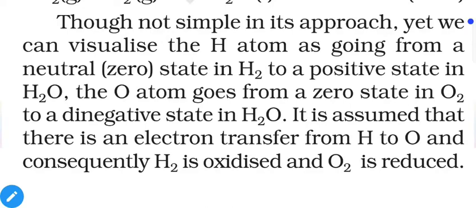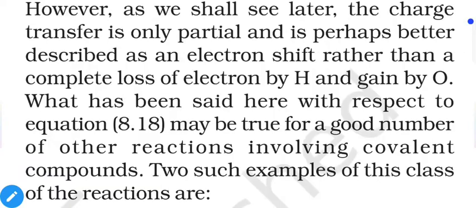It is assumed that there is an electron transfer from hydrogen to oxygen, and consequently H2 is oxidized and O2 is reduced. Actually, they do not release or gain electrons as we discussed in ionic compounds, but we have to assume such a thing. However, as we shall see later, the charge transfer is only partial and is perhaps better described as an electron shift rather than a complete loss of electron by hydrogen and gain by oxygen. So that means it is just a shift from hydrogen to oxygen.